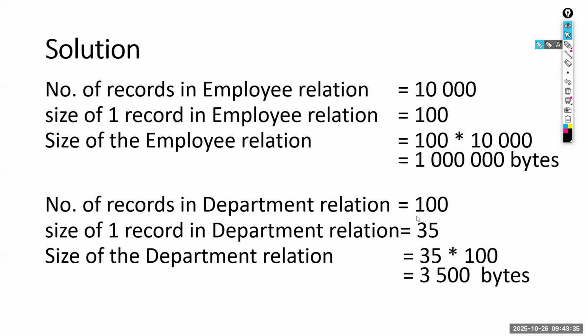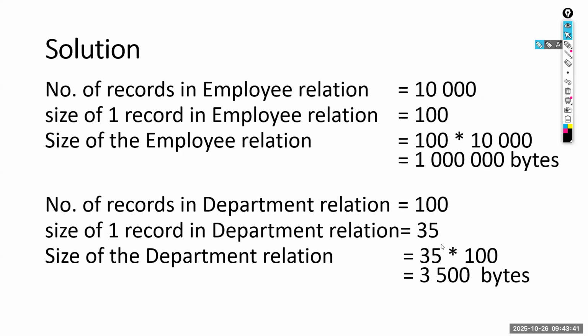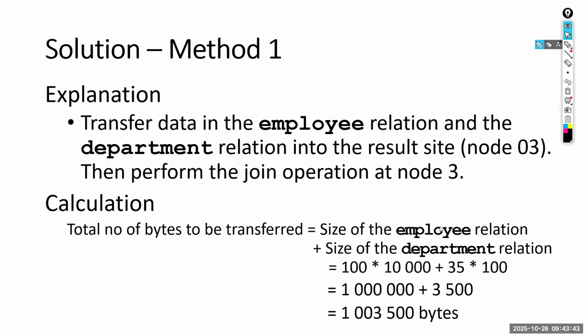So therefore, the total number of bytes transferred is 100 into 10,000 plus 35 into 100. So that is this and this. That is 1,003,500 bytes. Now this data must be transferred from node 1 and 2 to node 3. And then in node 3, we can do the join.